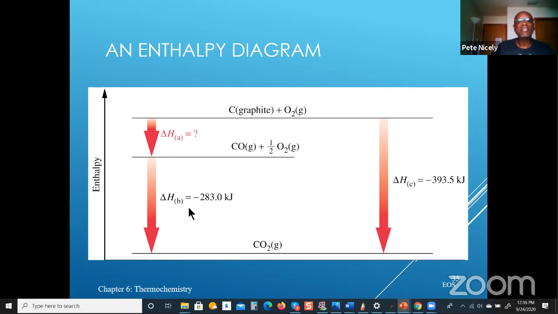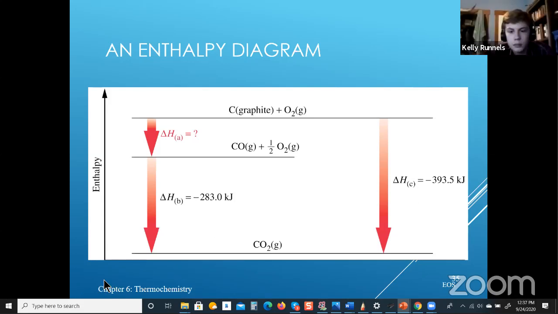You know what delta HB is, which is the enthalpy change for the reaction of carbon to form carbon dioxide. And of course, delta HC would be the enthalpy change for the reaction of carbon and oxygen to form carbon dioxide. So it's very simple. Hess's law comes into play. Delta HA plus delta HB will give you delta HC, all right? So therefore, we can determine what delta HA is. All we have to do is find a difference between delta HC and delta HB.